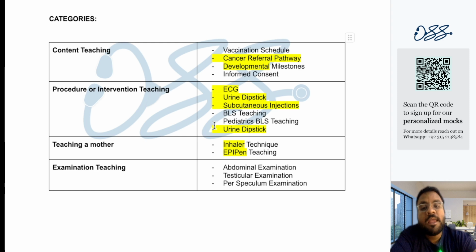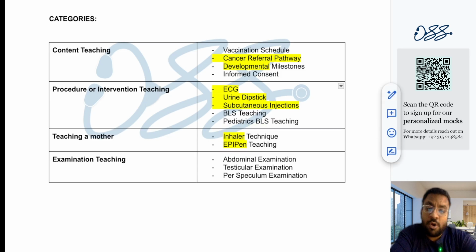Okay, then the procedure or intervention teaching. These are topics like ECG, urine dipstick, subcutaneous injection, BLS, pediatric BLS, and urine dipstick. Yeah, so urine dipstick is already there. I just wrote it again. Never mind. Yeah, so in all of these types of stations, you would have to use some props, and you would have to very aggressively use the material that is provided to you, and you would have to talk about the procedure and talk about that particular intervention.